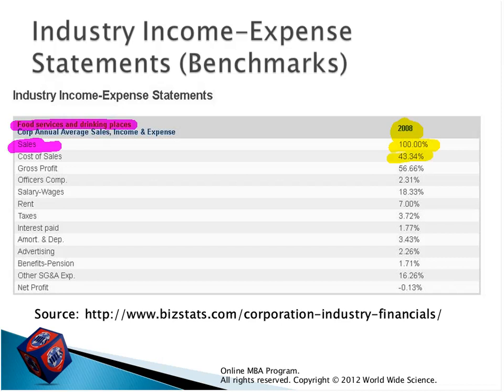Okay, next one, the gross profit. Okay, the cost of goods sold. We have 43% of total sales.